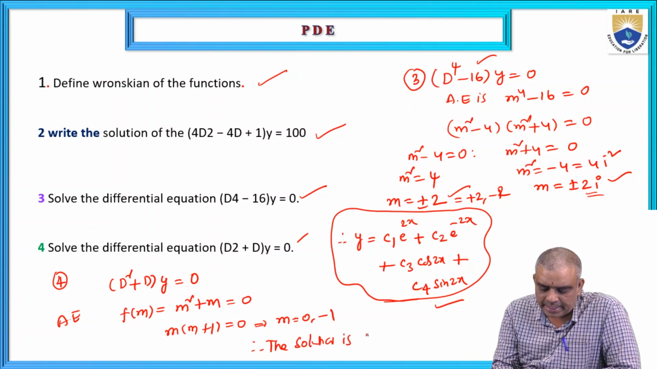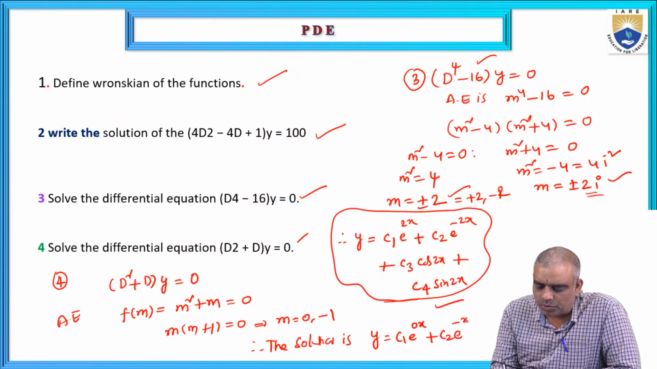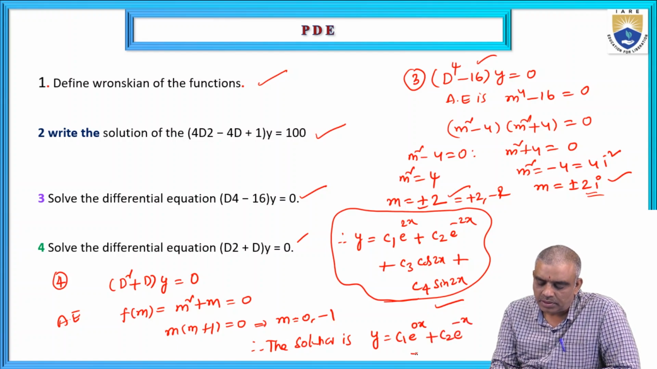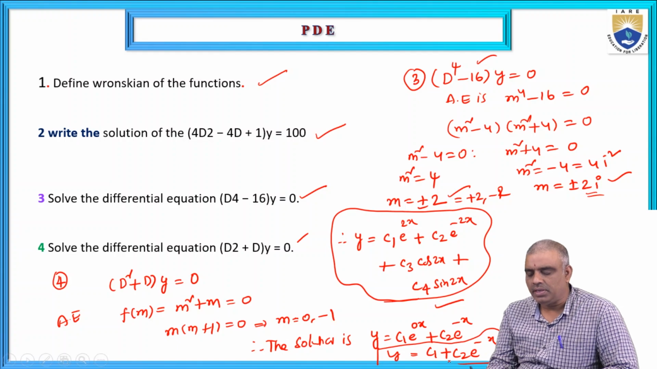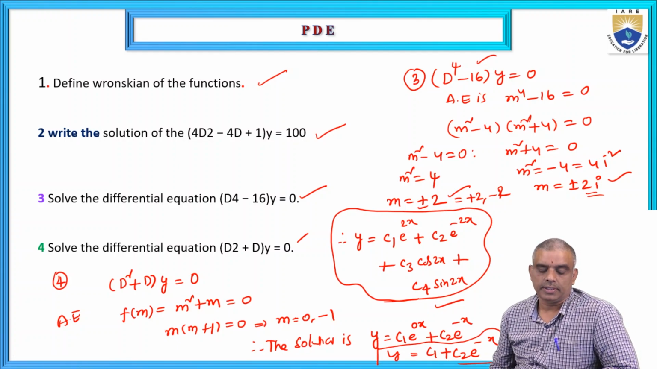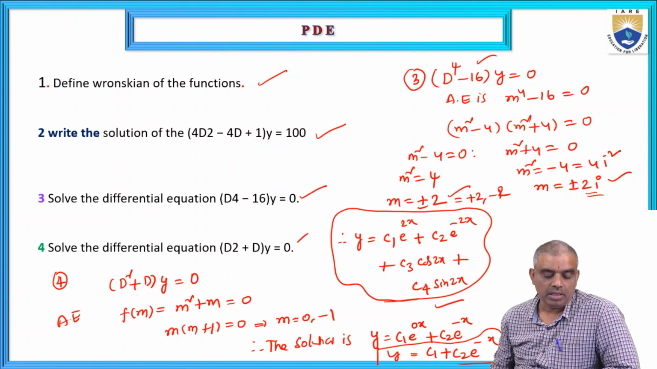Therefore the solution is, what can I write here? The solution is y is equal to c1 e power 0x plus c2 e power minus x. Or I can write it as c1 plus c2 e power minus x. This is the general solution of the given differential equation. So now we have solved the first question, like all the 4 questions.